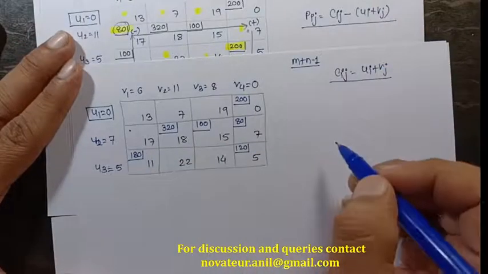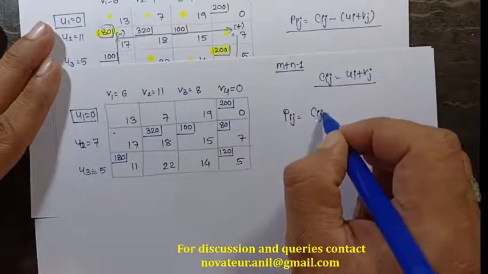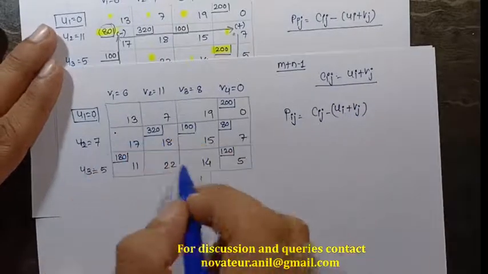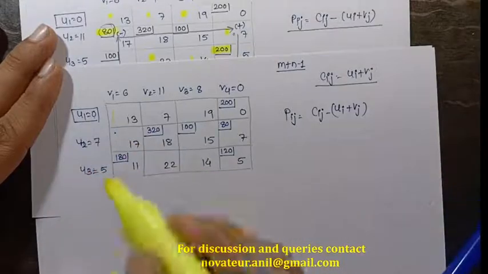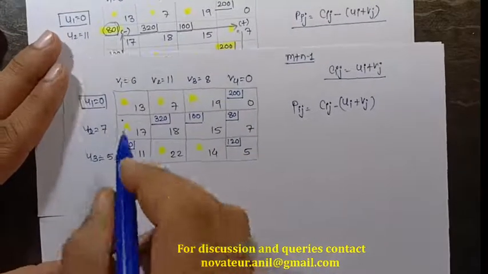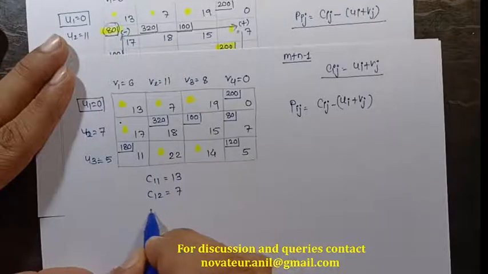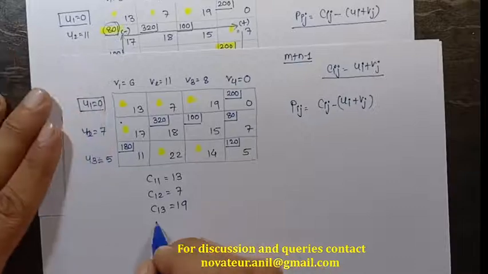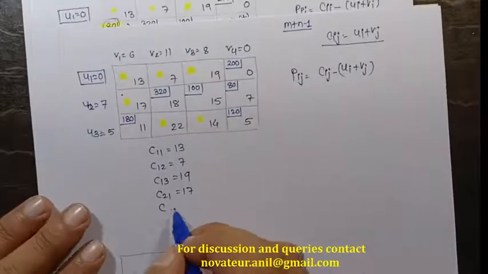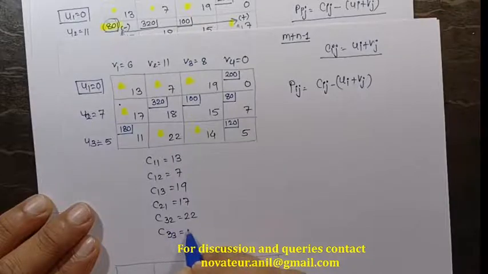Second, I have to identify the unoccupied cells, and I have to apply a formula, that is Pij is equal to Cij minus (ui plus vj) in brackets. So these are the unoccupied cells. See, I'll highlight for you unoccupied cell, this one, this one. Unoccupied cells are those which do not have any assigned values. So it is C11, that is 13, C12, that is 7, C13, that is 19, then it is C21, this one it is 17, this is C32, that is 22, and C33, that is 14.